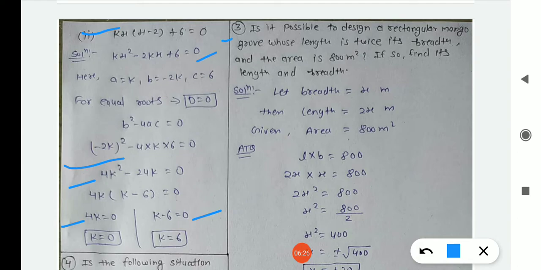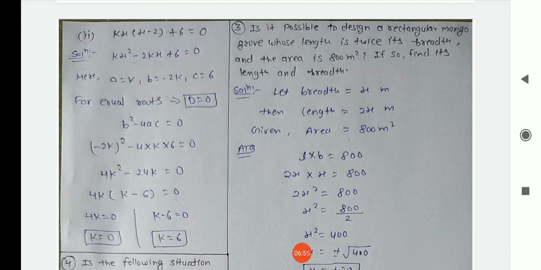Now question number 3: is it possible to design a rectangular mango grove whose length is twice its width? Okay, it is given that the length is twice its width and area is 800 meter square. If so, find its length and width. If it is possible, we have to find the length and width. So I let breadth equal x meter and length is 2x meter. Okay, so area is what? Area is also given, 800 meter square.